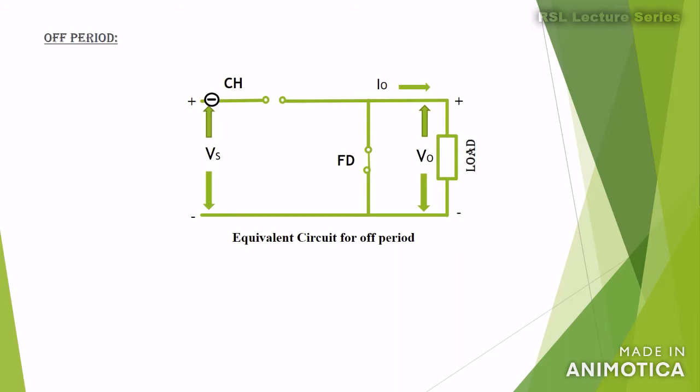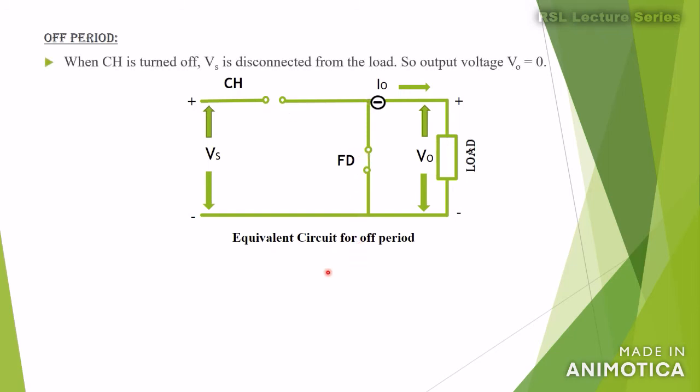Next we'll see the off time. When the chopper is turned off, the diode will get forward biased. The load current will freewheel through the diode. The load current will continue to flow in the same direction through the forward biased diode. Now the voltage across the load will be 0 because this conducting diode will act as a short circuit across the load. So when the chopper is turned off, the voltage across the load will be equal to 0, that is V0 is 0.